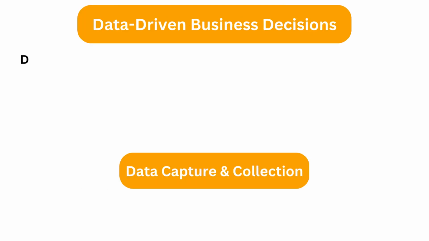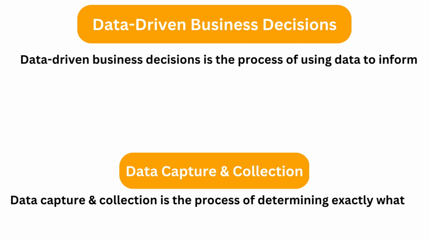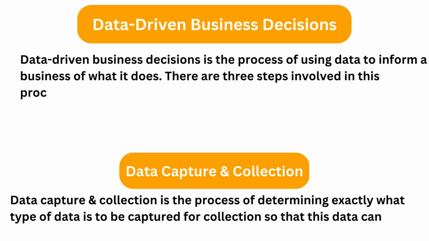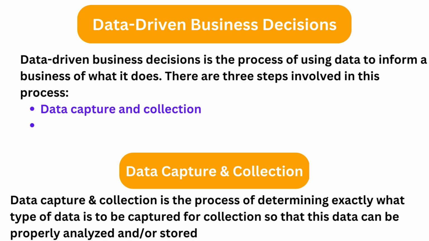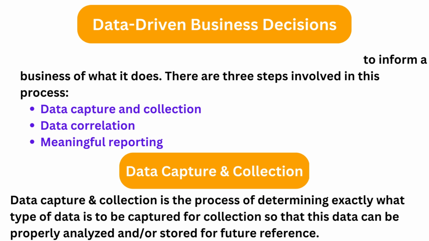Data-driven business decisions. Data-driven business decisions is the process of using data to inform a business of what it does. There are 3 steps involved in this process. Data capture and collection. Data correlation. Meaningful reporting. Data capture and collection. Data capture and collection is the process of determining exactly what type of data is to be captured for collection so that this data can be properly analyzed and or stored for future reference.